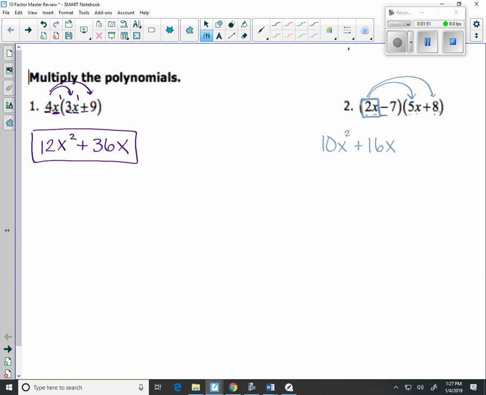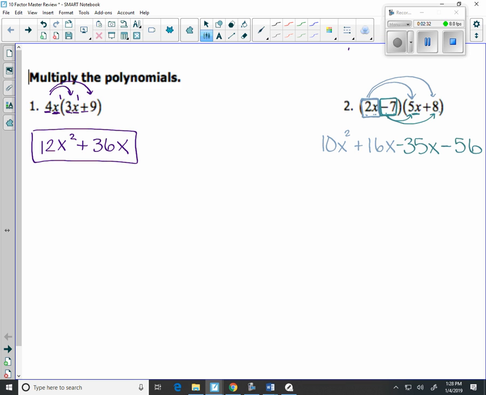Now I'm going to do the same thing with negative 7. I'm going to multiply it with everything in the next set of the parentheses as well. Negative 7 times 5x. So really break it down, really take your time. Negative 7 times 5 is negative 35. 7 doesn't have an x with it, but 5 does, so that term needs an x. And then lastly here, negative 7 times 8. Negative 7 times positive 8 is going to give us a negative 56.